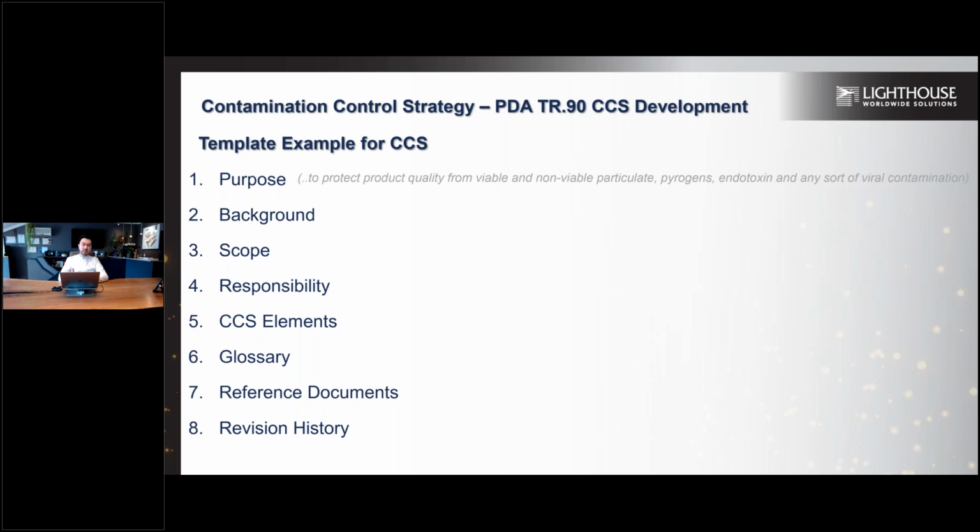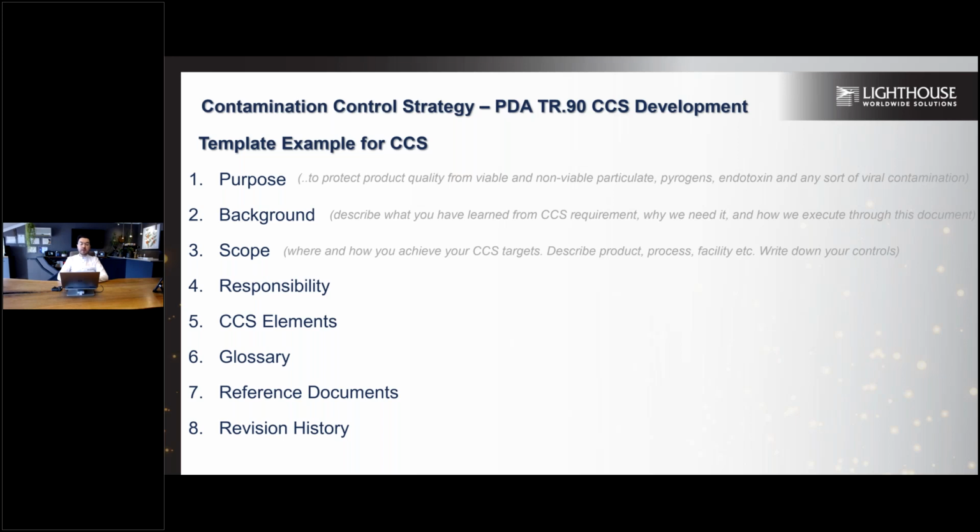And number 2 is the background. You have to describe what you need, what you have learned from your contamination control strategy requirements, why we need it, and how we execute throughout this document. So this background also describes your process, your equipment, your personnel, and how you handle the process and how you end up with the product from raw material all the way to the final product. And scope description, where and how you achieve your contamination control targets.